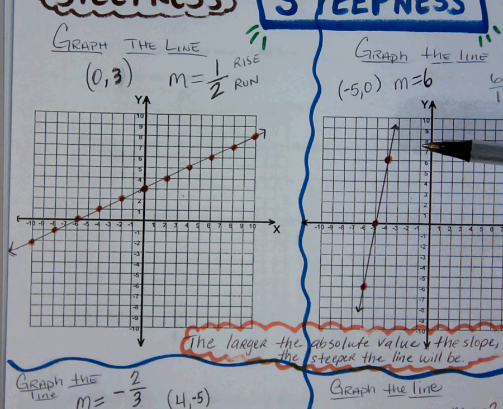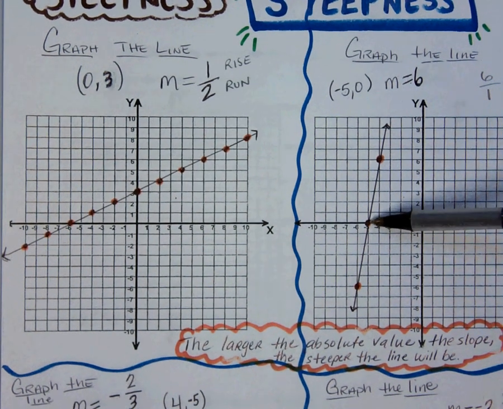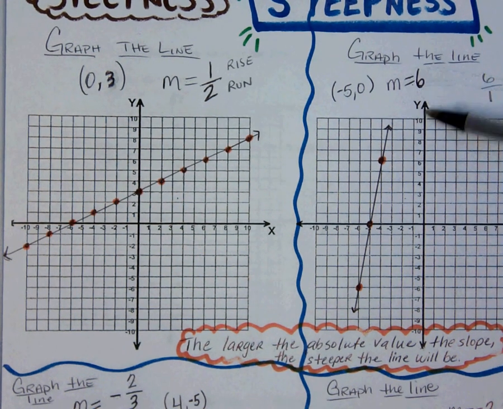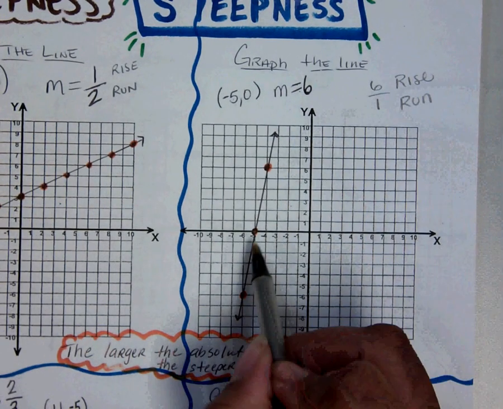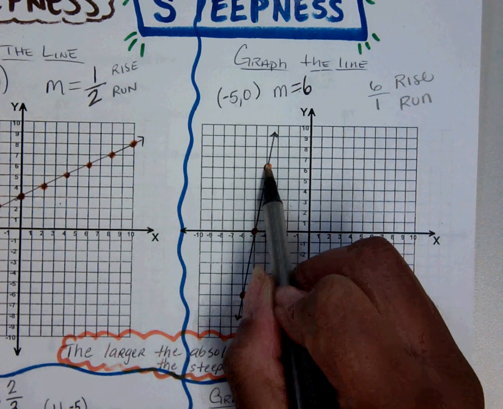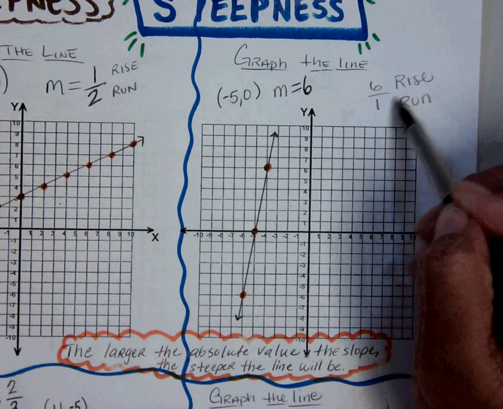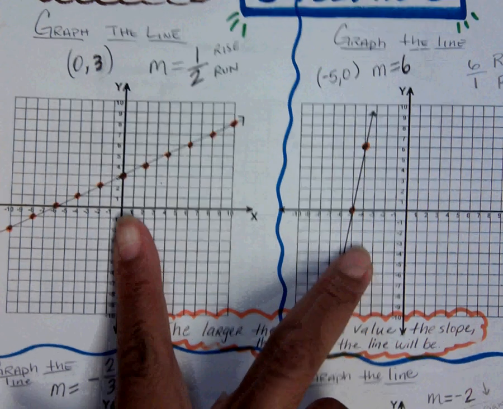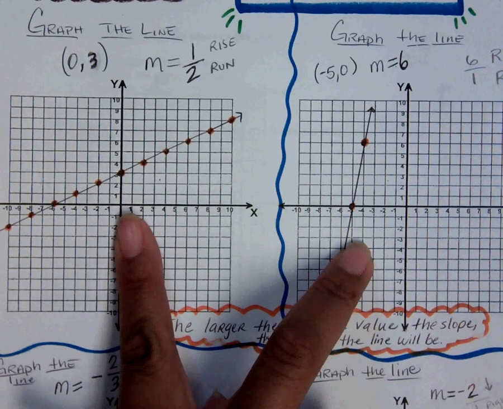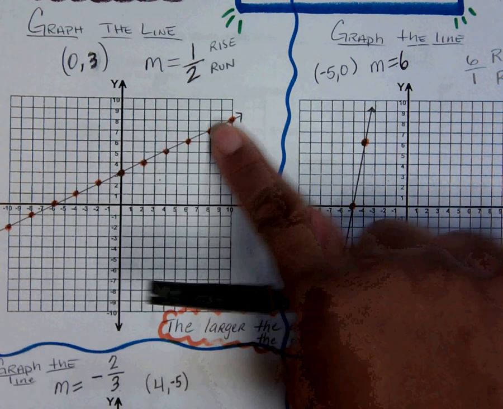Now, let's talk about this line over here. I plotted -5, 0 on the x because the -5 was in the x spot. And then I grabbed slope 6. I put 6 over 1. And you can go and run 1 first if you want to. And then rise up 6. And you'll still get it right. Just as long as you follow the formula rise over run and assign rise to the top number and run to the bottom number. Okay, so from there, I notice I have 2 lines and I'm trying to figure out which line is steeper. Well, if I'm thinking about a hill and I'm going up this hill, which one is steeper?